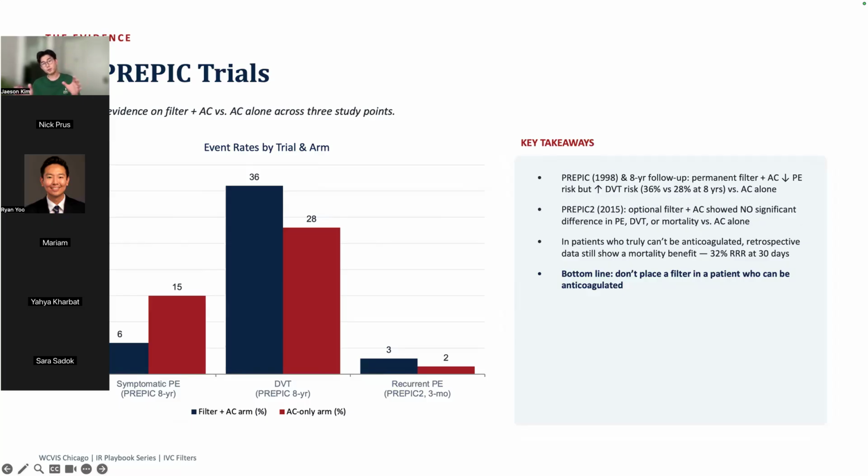So again, if you put those two studies together, the message is pretty clear, and that's if a patient can take blood thinners, adding a filter doesn't necessarily help them. And in the older studies, it actually caused more leg clots.